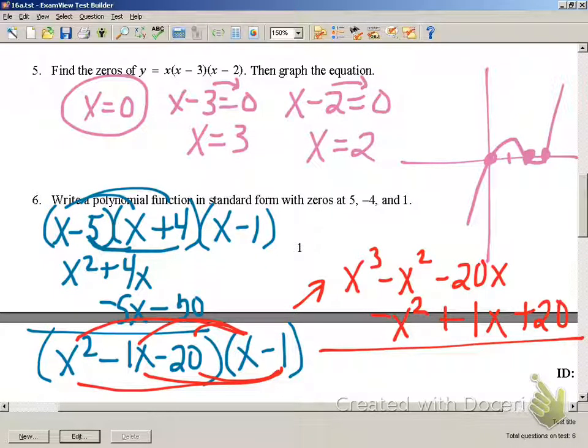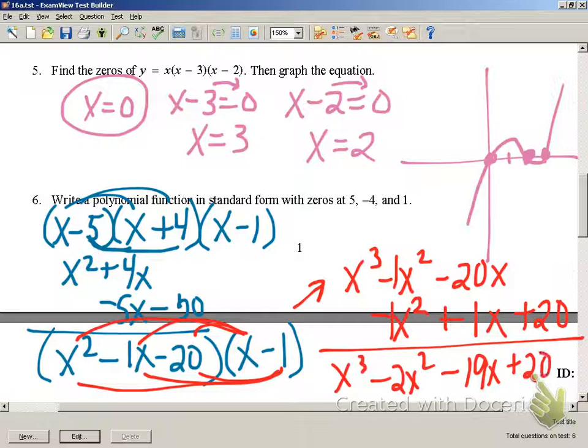So now we can combine our like terms. So x cubed, minus 1x squared and 1x squared gives us negative 2x squared. Negative 20x and positive 1x is negative 19x. And plus 20. That is standard form for the equation of the polynomial that has the zeros of 5, negative 4, and 1.